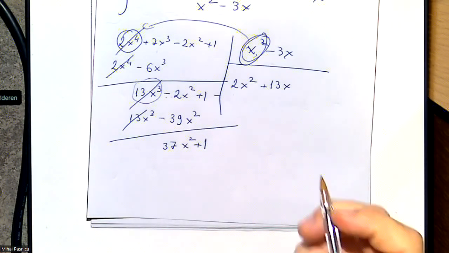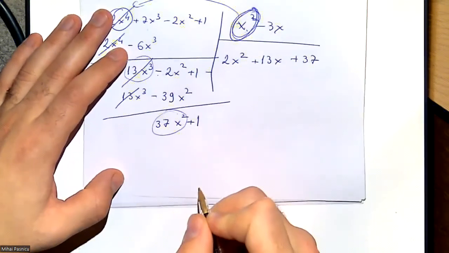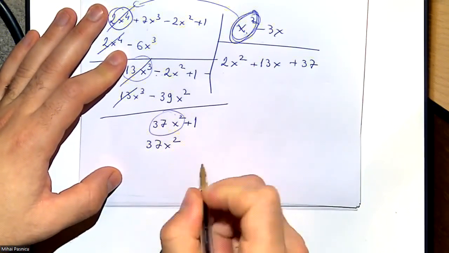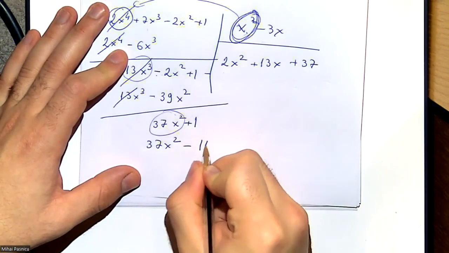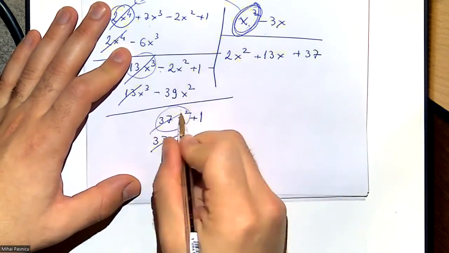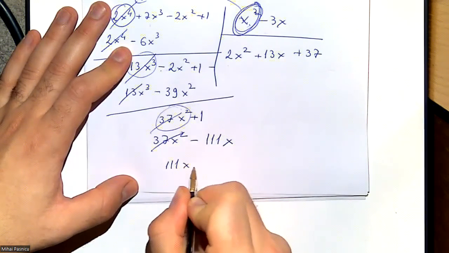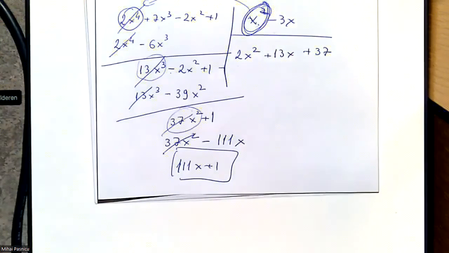I can do one last alley-oop. How many times x squared in 37x squared? Just 37. So this is 37x squared minus 111x. I think that's correct. This goes away. This goes away. So I have 111x plus 1. And I stop because x squared is bigger than x. Everyone understand what I did? Is it hard? Like what I'm basically doing here? I'm just dividing the polynomial because it makes such a difference when computing the integral.